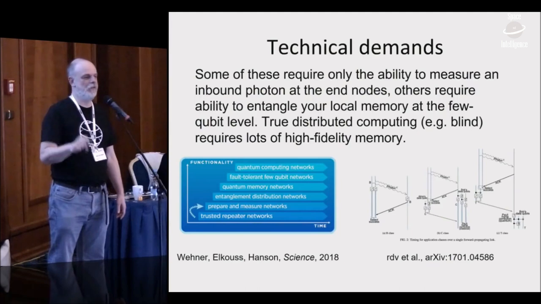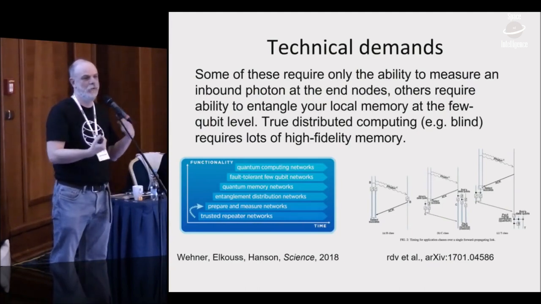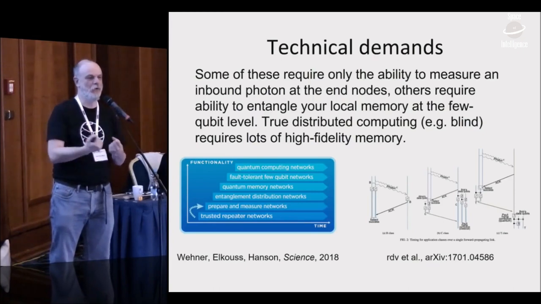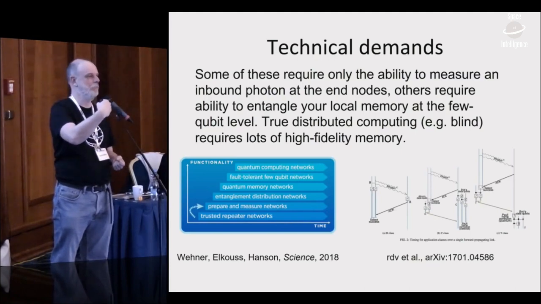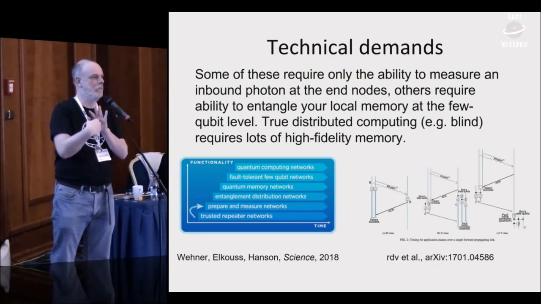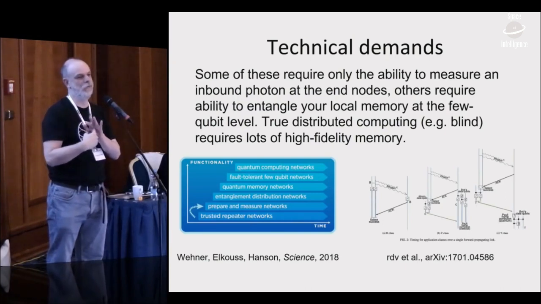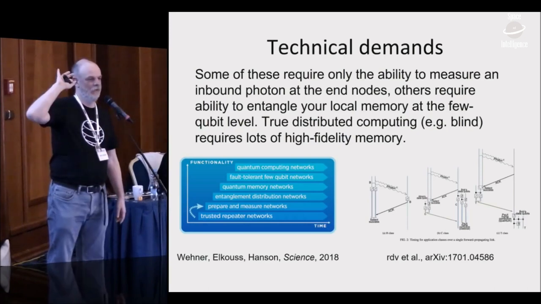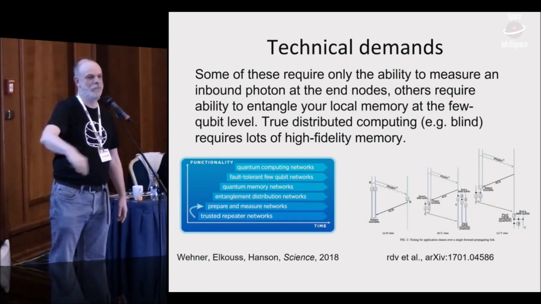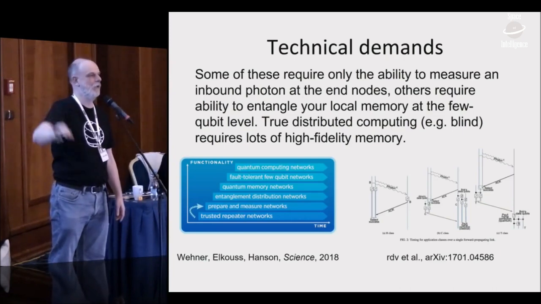Technical demands: some of these require only the ability to actually measure photons that come at you. So you're sitting at home, you don't necessarily have to have a complete quantum computer at home, but you've got a pipe coming in, you've got a fiber or something coming in, and individual photons are coming out of that fiber. You need the ability to measure those. That's at one end of the technical spectrum. The other end of the technical spectrum runs all the way from really high precision quantum memories and a large scale quantum computer at your node in order to actually execute interesting algorithms over that. And that's sort of a relatively long way away.